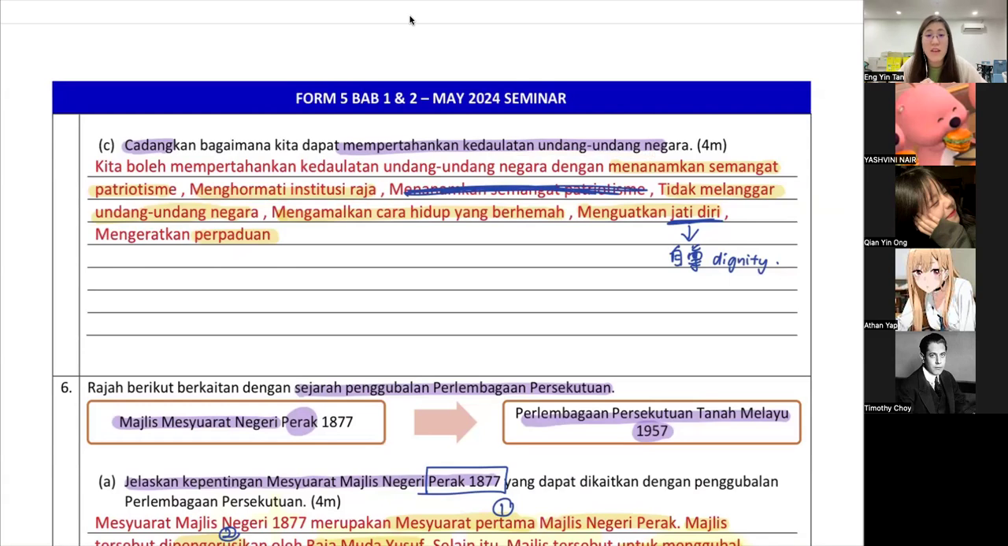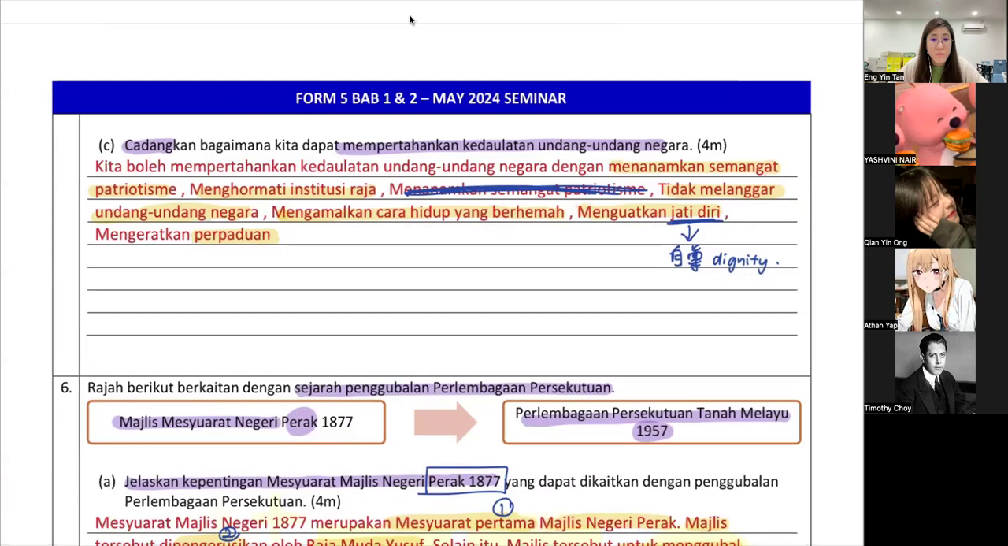Because the law says the king is the leader, so we must respect. Then you follow the law and don't break the laws of the country. Apply a good lifestyle, don't get involved in crime, don't break the rules. Avoid negative social problems, crime cases, all those things. Strengthen identity, dignity, and unity. That's how you should defend your law.